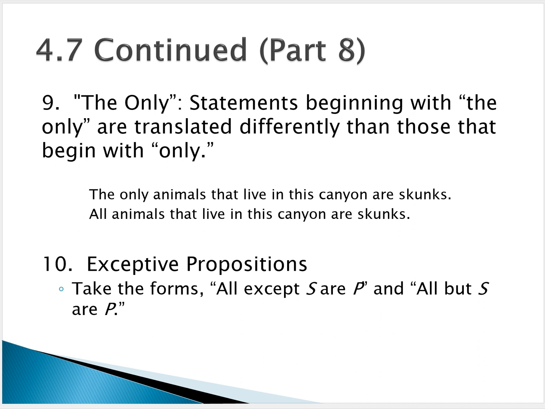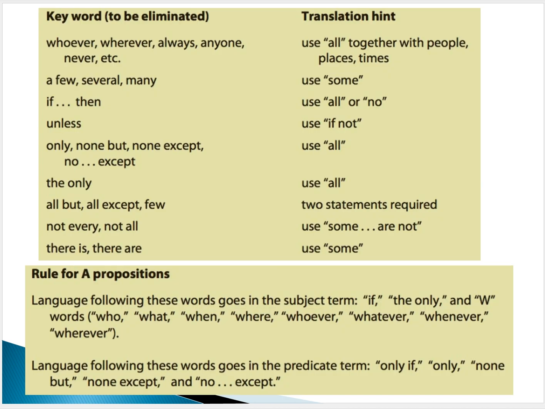Only statements. The only animals that live in this canyon are skunks. All animals that live in the canyon are skunks. That fits what we need. So if you start with the only, it's translated a little bit differently than if it starts with only. And then the last one, acceptive propositions, take the form of all S except P, and all but S are P. So those you might have to tweak a little bit as well.